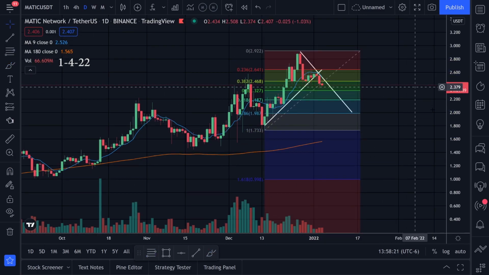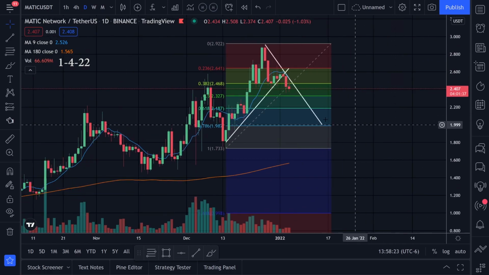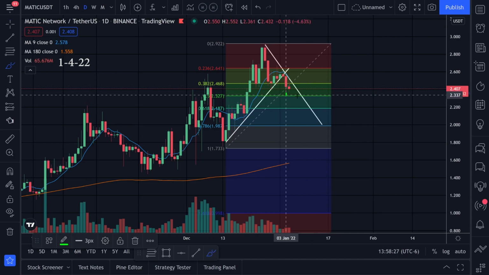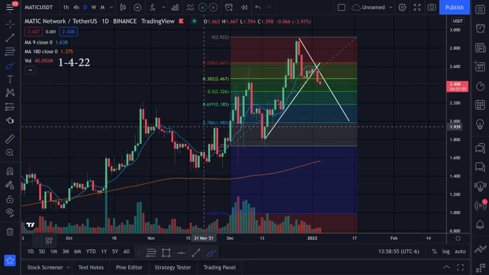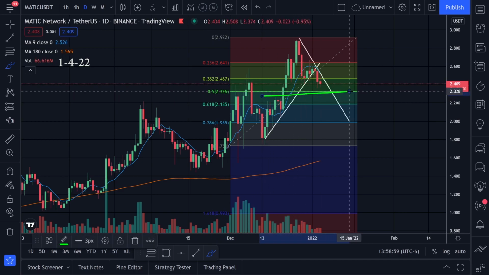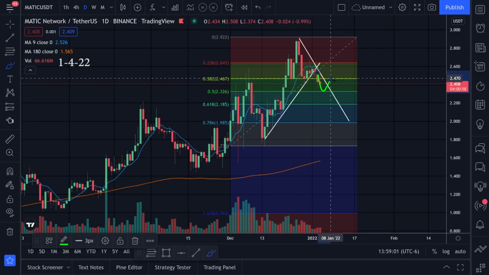I don't know about this. It seems like the market is kind of trending down in general. So, and we're already at the 38% level. We're approaching the 50% level right here. So the 50% level is sitting around 2.32. It's possible we get support there and we get a bounce somewhere in there.